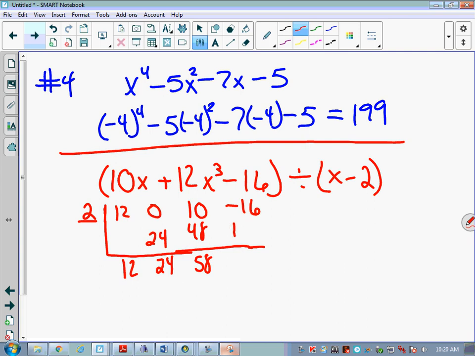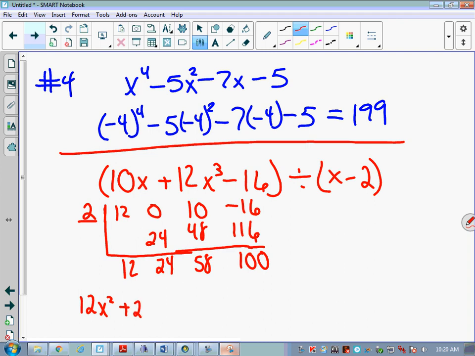116. And 100. Is that right? Now what do I do with the 12, the 24, the 58, and the 100? 12x squared. Why x squared? Why not x cubed? Right, because I'm factoring an x out of it. I'm down an x, so I'm getting a 12x squared. Now what?